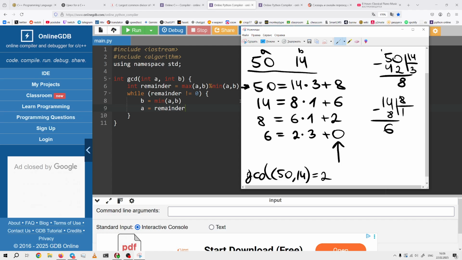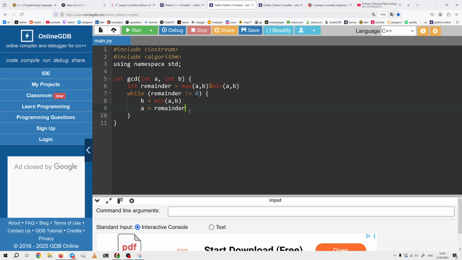So we change b as the minimum of two values. The minimum of the two values is 14, so b is the same, and a is equal to the remainder. The remainder we have is 8, so we will get 14 and 8, and these are the numbers we actually wanted. Okay, and next step.